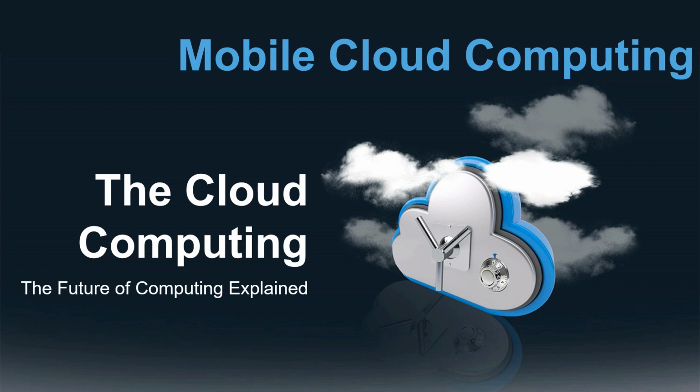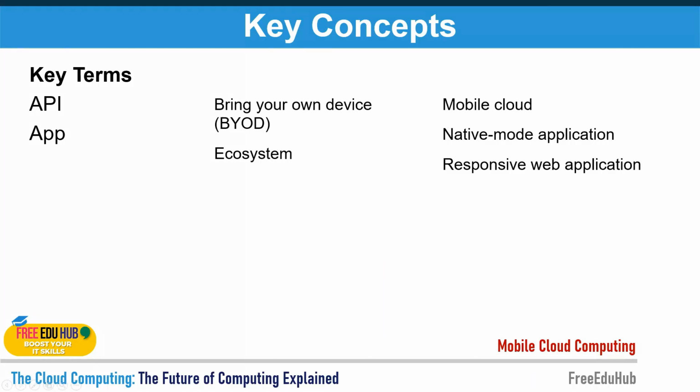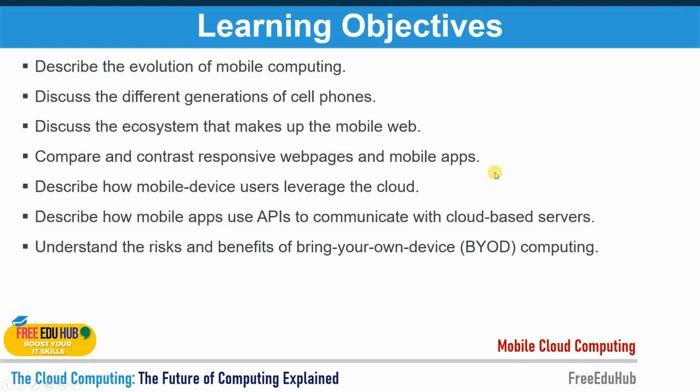Today in our chapter on cloud computing, we'll be covering mobile cloud computing. Now we'll see what it is and how it helps us in cloud computing. So first of all, let's see the key concepts. For the key terms, we have API, which is Application Programming Interface. Then we have different applications for mobile phones. We'll be discussing the bring your own device, or BYOD, concept. Then we'll talk about ecosystems and mobile cloud, then native mobile applications. Then we'll be talking about responsive web applications.